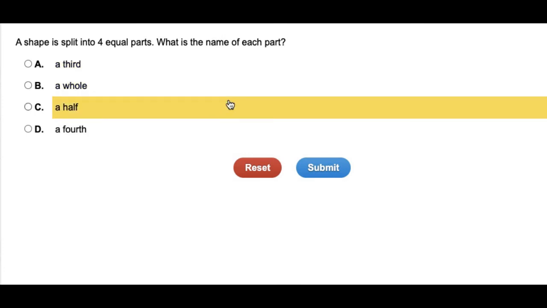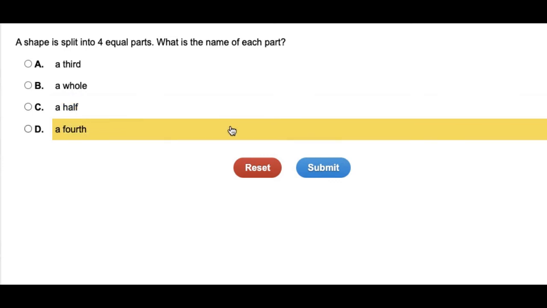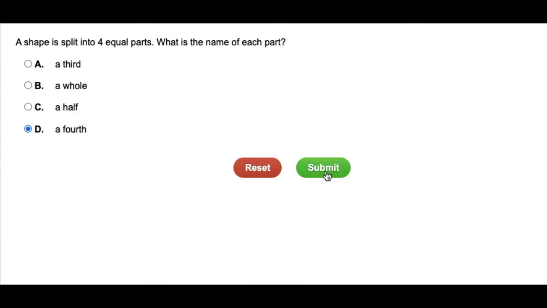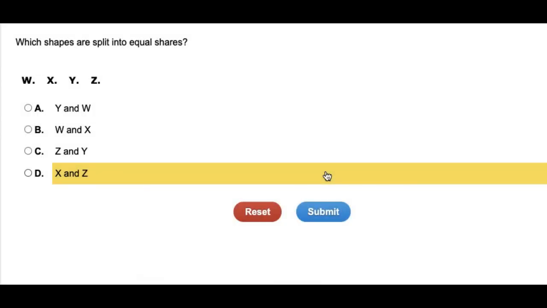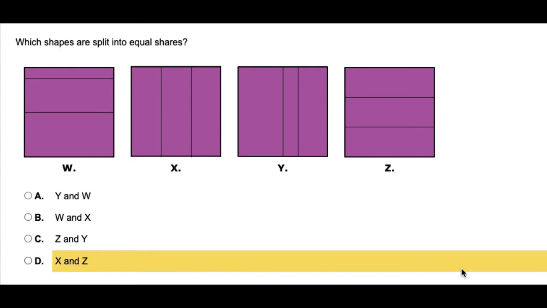A shape is split into 4 equal parts. What is the name of each part? 1/2, as we know. I meant 1/4, sorry. 1/4. Yeah. You can also call it a quarter.